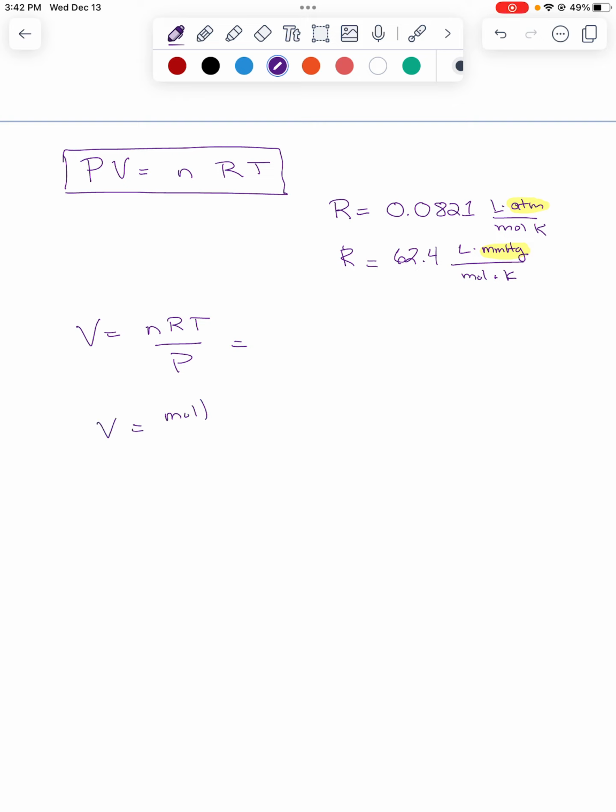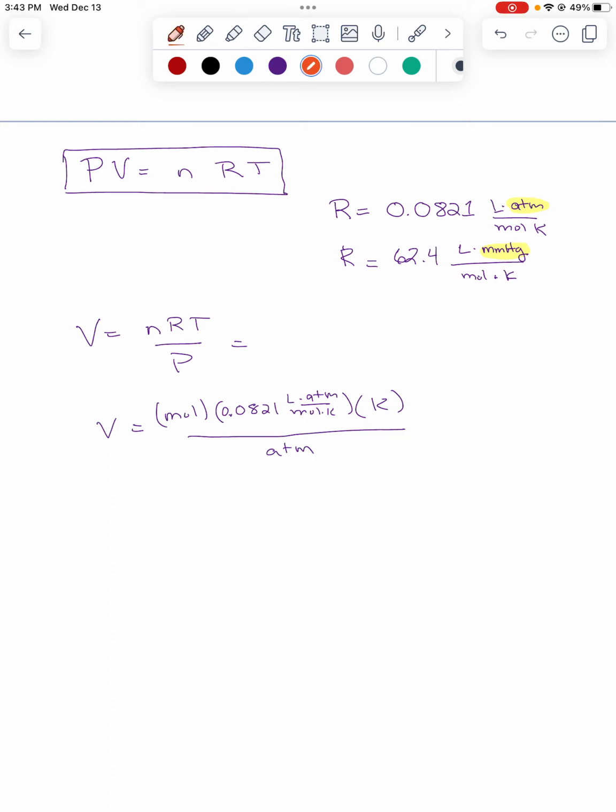Moles times, and let's say I'm going to have my pressure in units of atmospheres. Then my units are liters times atmospheres divided by moles times Kelvin. And temperature is going to be in Kelvin. And then I divide by atmospheres.